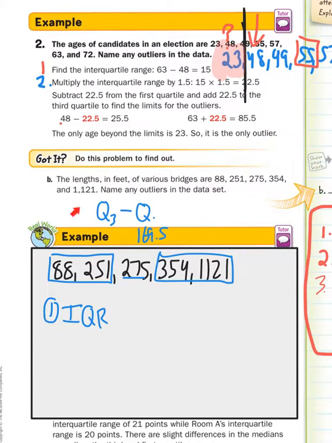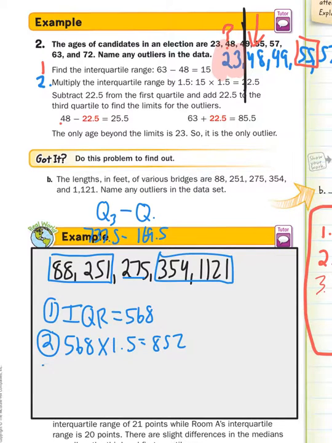So Q3 is 737.5. Now, I take 737.5 and subtract 169.5, and I get 568. So the interquartile range is 568. Step 2, I'm going to take the IQR, 568, and multiply it by 1.5. So 568 times 1.5 equals 852.